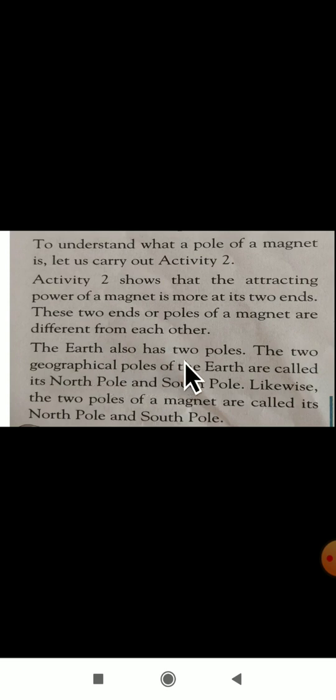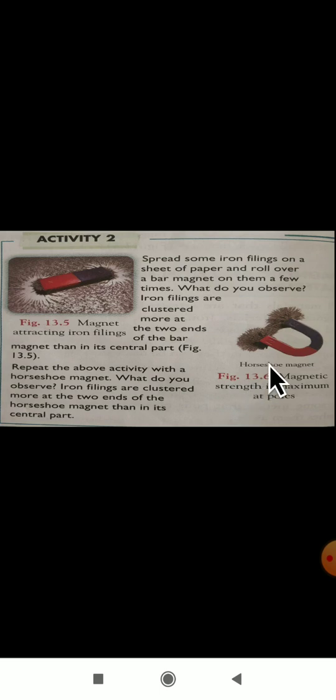The earth also has two poles, as you all know very well. How many poles does the earth have? It has two poles. The two geographical poles of the earth are called its north pole and south pole. Likewise, the two poles of a magnet are called its north pole and south pole. Just as our earth has two poles, in the same way magnets also have two poles.